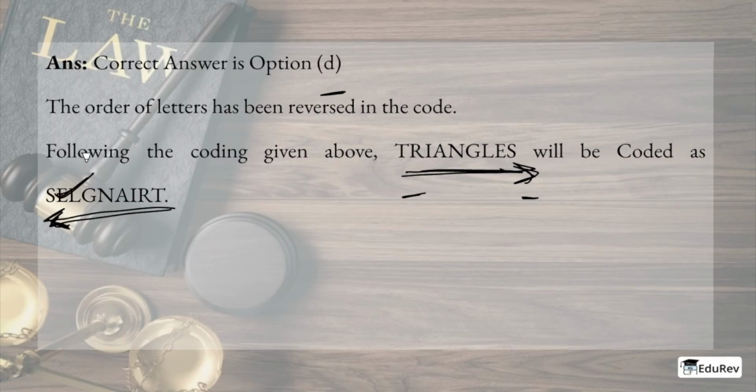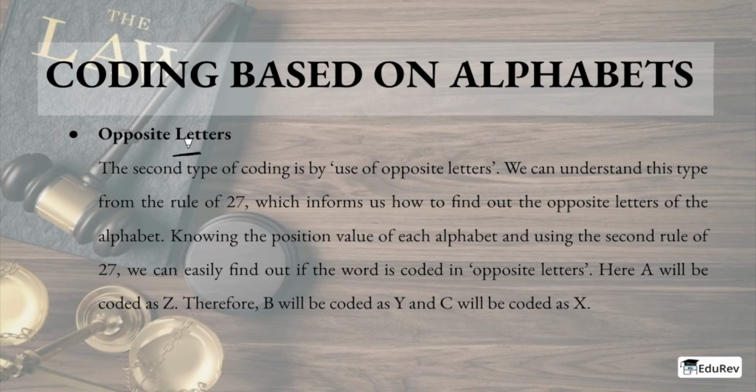Now let's move forward, and the next one is the opposite letters type. In the second type of coding, we use opposite letters. We can understand this type from rule number 27. What exactly is rule number 27? It informs us how to find the opposite letters of the alphabets. Knowing the position value of each alphabet and using the second rule of rule number 27, we can easily find out if the word is coded in opposite letters.